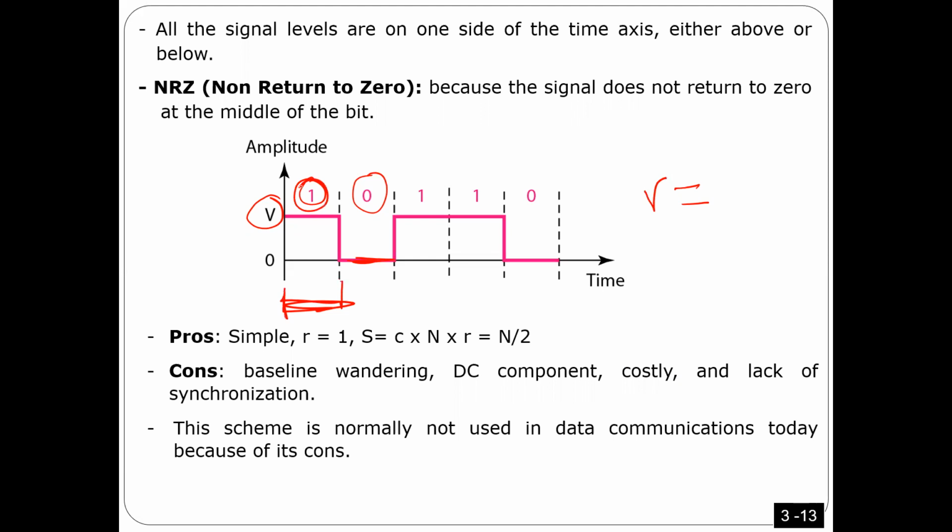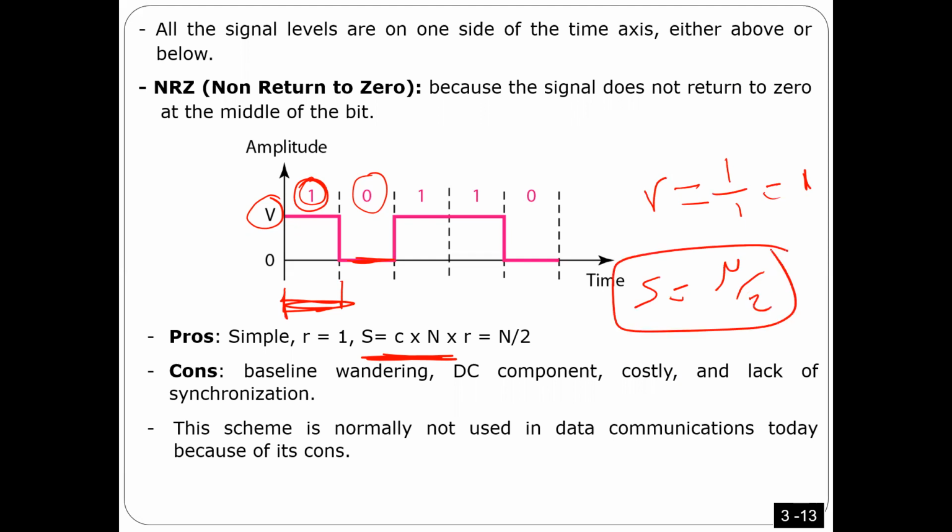Here we transmit only one bit for one signal element. So it should be 1/1, which is 1. Okay, so R is 1. You transmit one bit in every one signal element. Now you plug into this formula, and you find that S is equal to N divided by 2. This is the first thing.